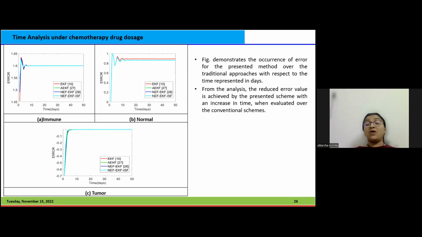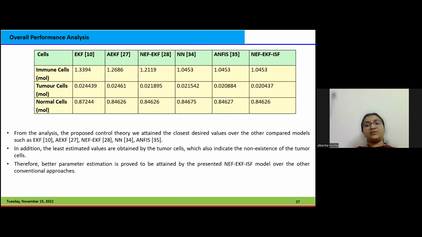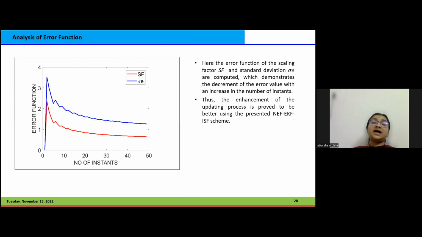Time analysis: how much time the body takes to dissolve and enhance that drug in a particular cell, and how much of the cell is going to be destroyed. These are the overall performances with respect to the previous one. The analysis of the error functions which we have obtained with respect to the scaling factor and the improvement factor.